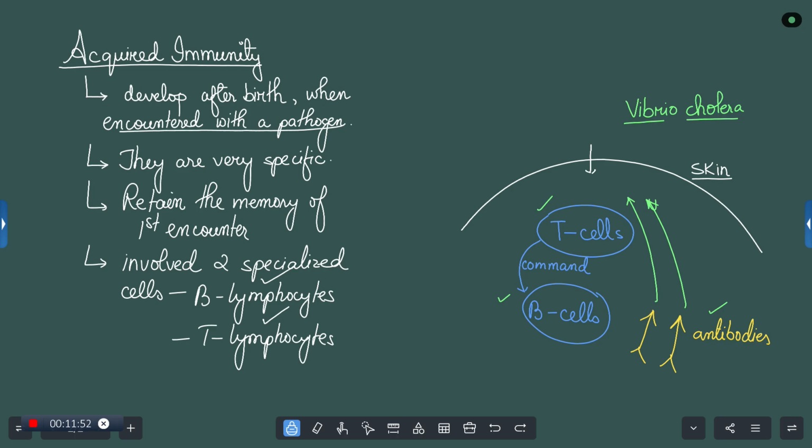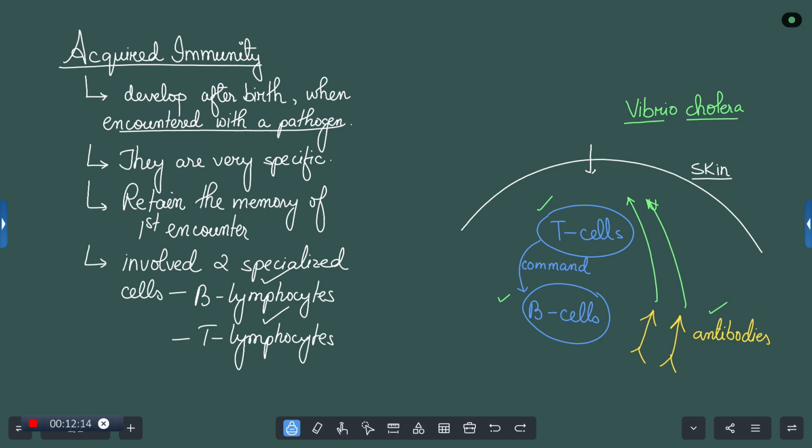That's why we do not get chickenpox or smallpox a second time. Because our body has already got the B cells, the T cells, and the antibodies against chickenpox and smallpox. But does my body have antibodies against pneumonia?